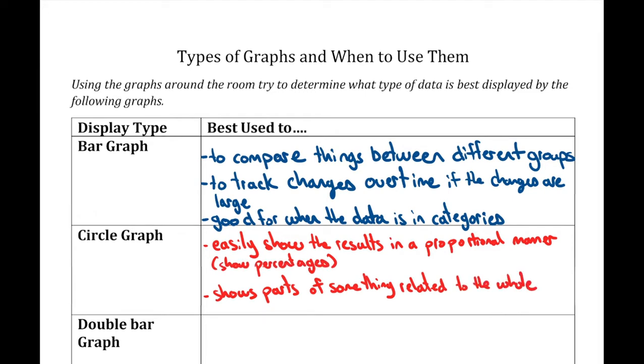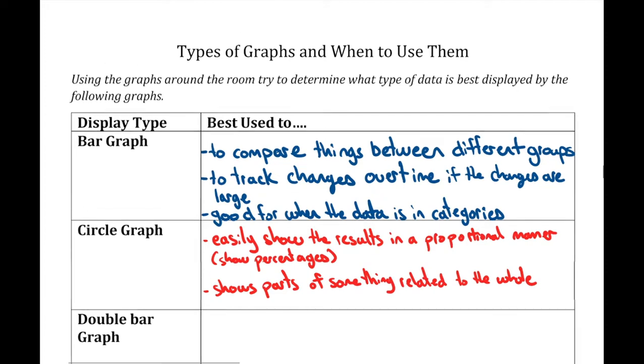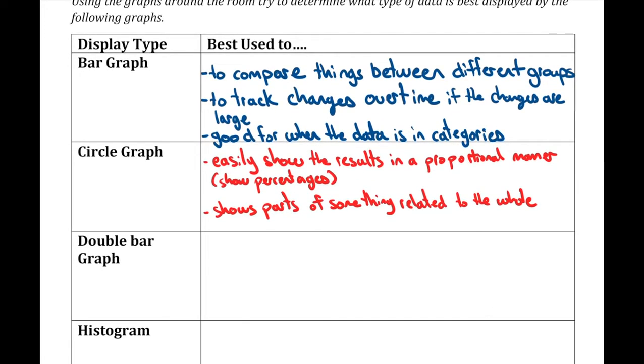So that's when it's best to use circle graphs, when you're trying to show how the overall whole is broken down. Moving on to a double bar graph. A double bar graph is best used to compare two kinds of information, situations, or events.